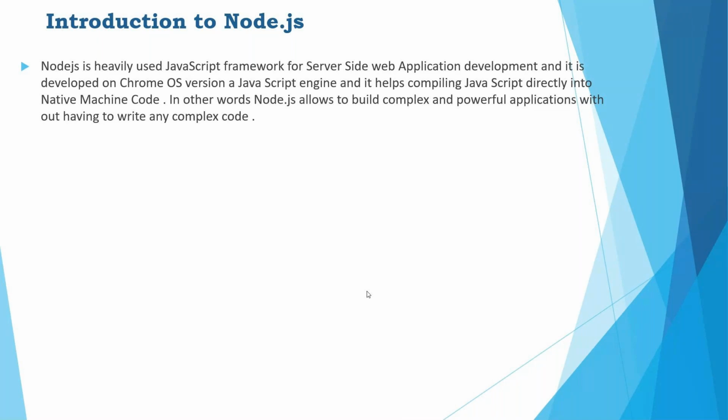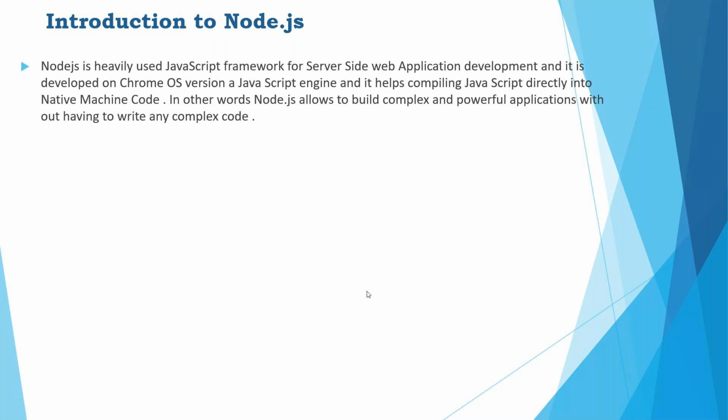Node.js is a heavily used JavaScript framework, no doubt in that. It is used for server-side web application development and is built on Chrome's V8 JavaScript engine. It also helps compile JavaScript directly into native machine code. In other words, Node.js allows you to build complex and powerful applications without having to write complex code. Most of the websites, I would say 80% to 90%, use JavaScript, and in the back end they are using Node.js only. Node.js is server-side programming, whereas JavaScript is client-side website programming. So if I want to connect to any database or server, we are going to do it with the help of Node.js.